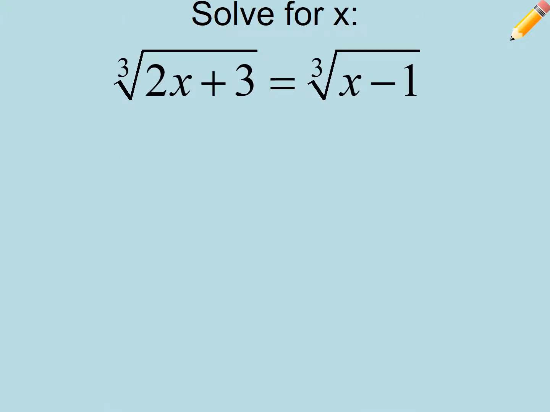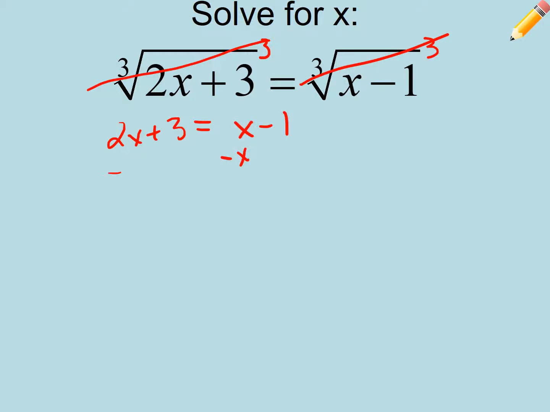Okay, here's another example. Now we have a little bit different of a situation. We have a cubed root on the left side and the right-hand side of our equation. So in order to get the x's alone, we actually have to get rid of that root, or that radical, first. So what undoes a cubed root is a cubed power, or a third power. So if we take both sides to the third, that'll actually cancel it out for us, to just leave us the equation 2x plus 3 is equal to x minus 1. And now we just solve like normal.